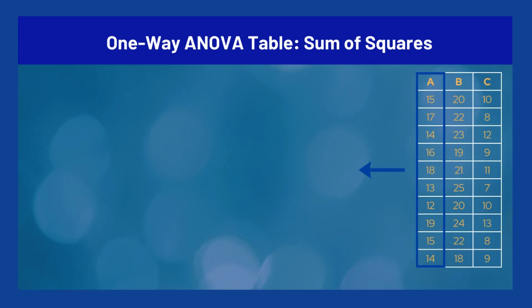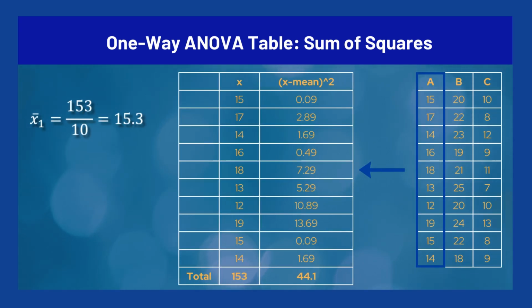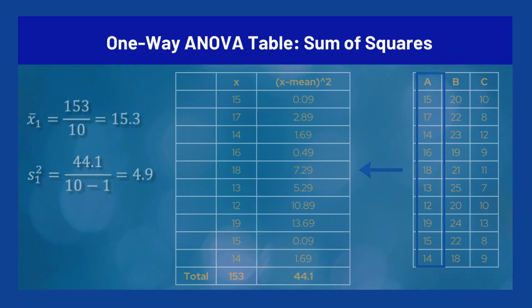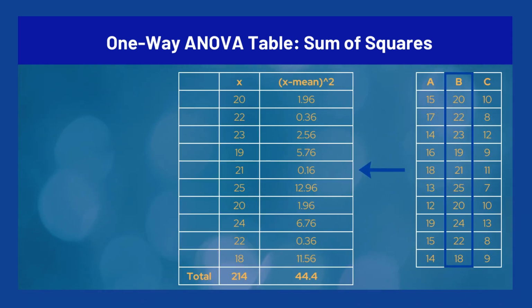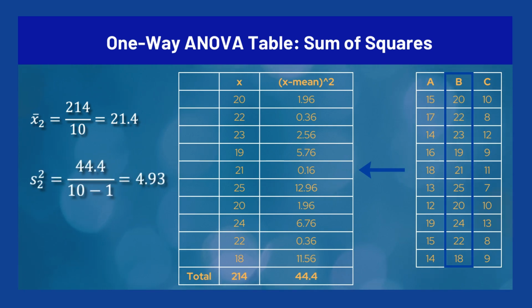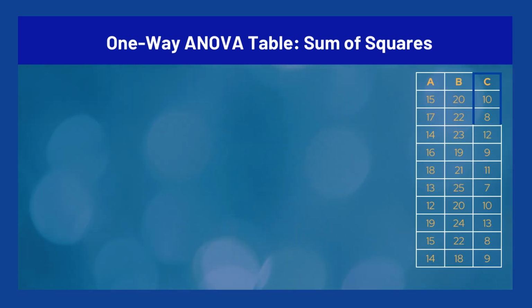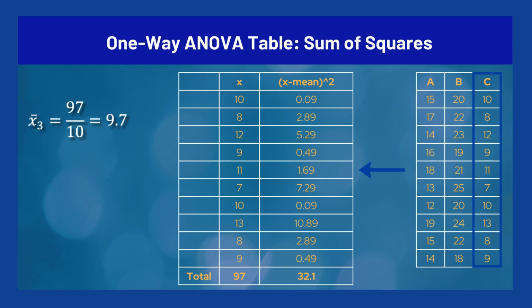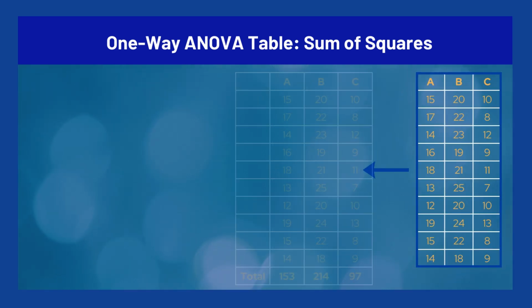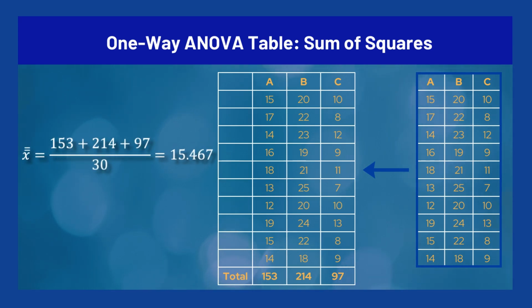For Group A, the sample mean is 15.3. The sample variance is 4.9. For Group B, the sample mean is 21.4. The sample variance is 4.93. For Group C, the sample mean is 9.7. The sample variance is 3.57. To calculate the grand mean, take the average of all the observations. The overall or grand mean is 15.467.